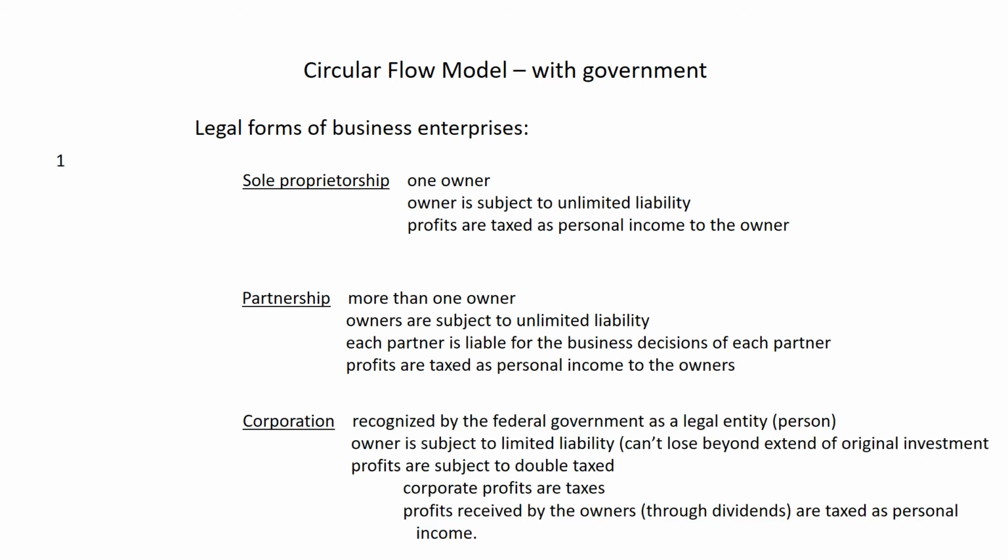A third legal form of business enterprise is the corporation. The corporation is significantly different from the other two because corporations are recognized as legal entities by the government. As such, corporations, as a legal person, must pay taxes on its profits. Recall that the proprietorship and the partnership, because they were not recognized as legal entities, did not themselves pay taxes on their profits. Those profits were taxed, however, but as personal income to the owner or owners. However, the corporation itself must pay taxes on its profits.